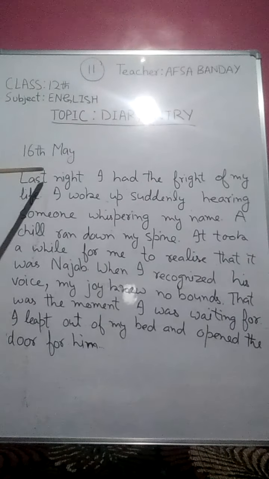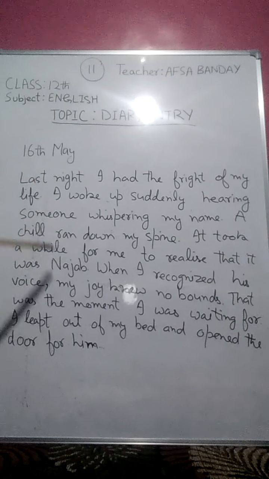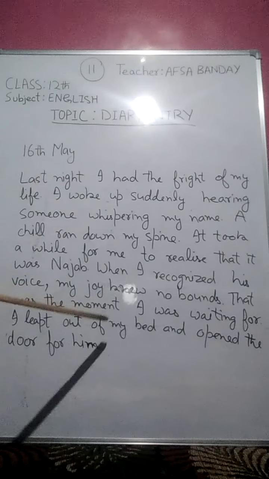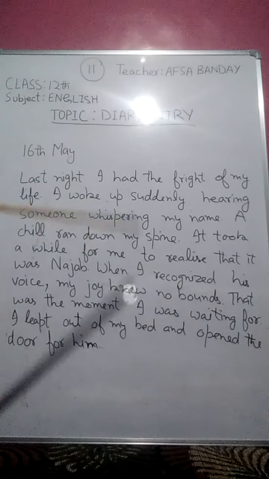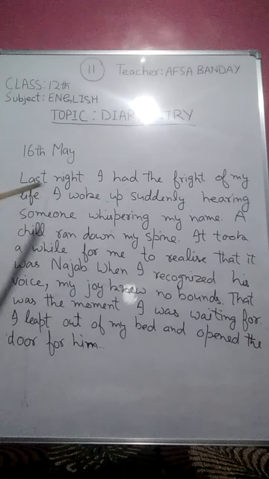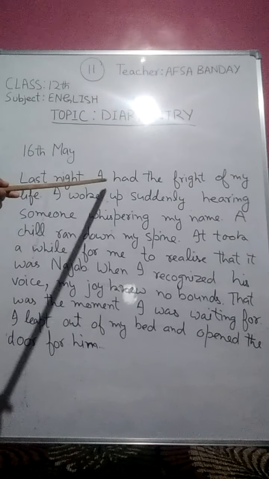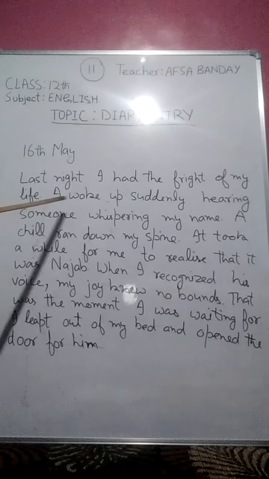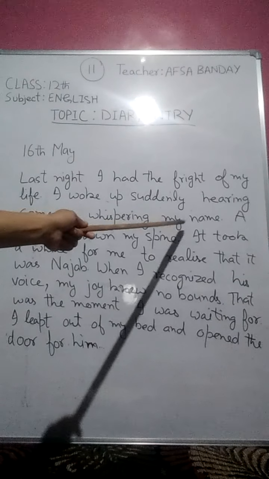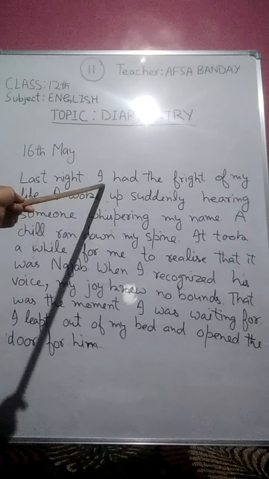First, above, the date is written here. That means it's about a single event, about a single day. That's why just a single date has been written here. And then in the first person, she has narrated the event, and also she has included in this diary entry her feelings and her opinions. Have a look at this. Like, I had the fright of my life. I woke up suddenly, hearing someone whispering my name, because it's written in the first person, so that's why this has been used here.